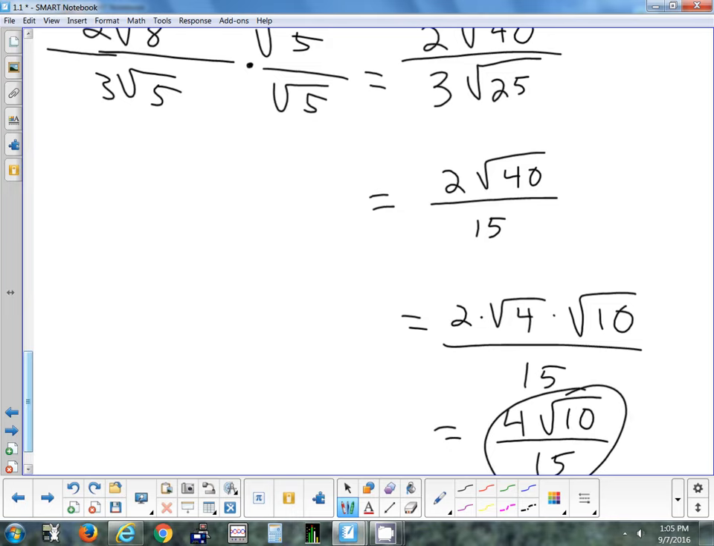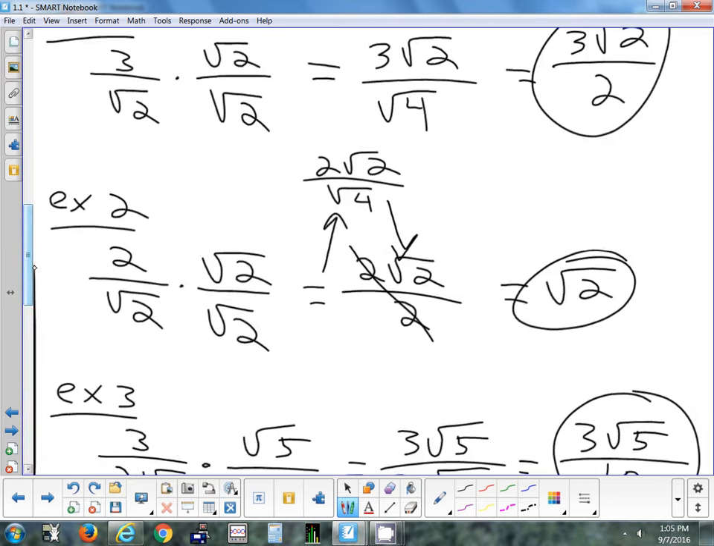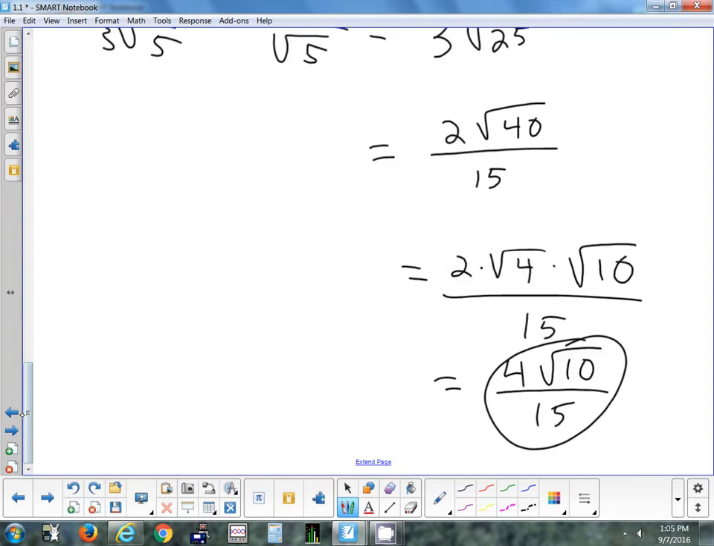Is there anything else I can do with that? No, I think we're done. We've broken the square root down. 4 and 15 are not common factors. They can't reduce. So we're good. Okay, I don't think really you'd end up with anything harder than that last one. Most of the time you end up with ones like examples 1 and 2. Those are the ones that come up a lot. Okay, so any questions on rationalizing fractions?